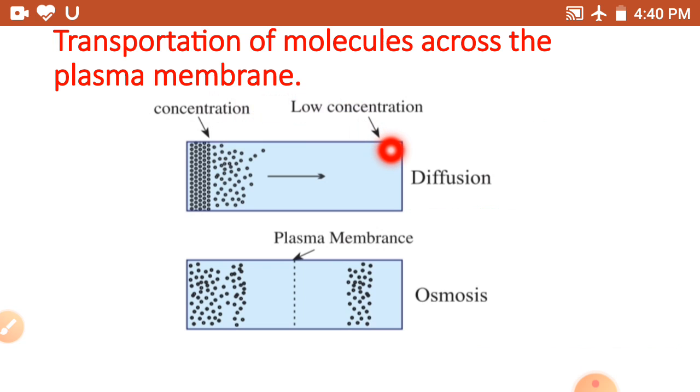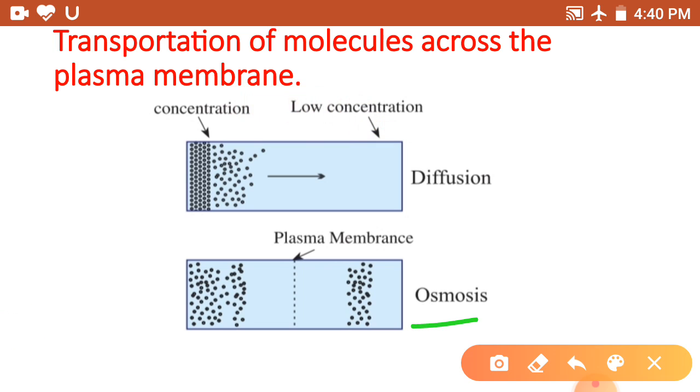When the molecules of solutes move from higher concentration to lower concentration, it is called diffusion. It does not require energy, therefore it is called passive transport. Now the second is osmosis.